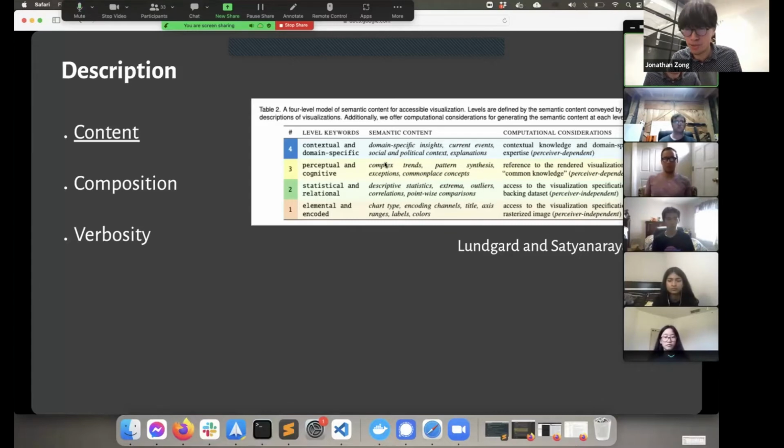You could have sentences that are talking about complex trends and patterns. And you can go all the way up to having sentences that are talking about things that would require social contextual knowledge to understand, right? So things like current events, explanations for why certain things happened in the data, right? And these are things that maybe you wouldn't necessarily be able to auto-generate for every chart without a human supplying that additional context.